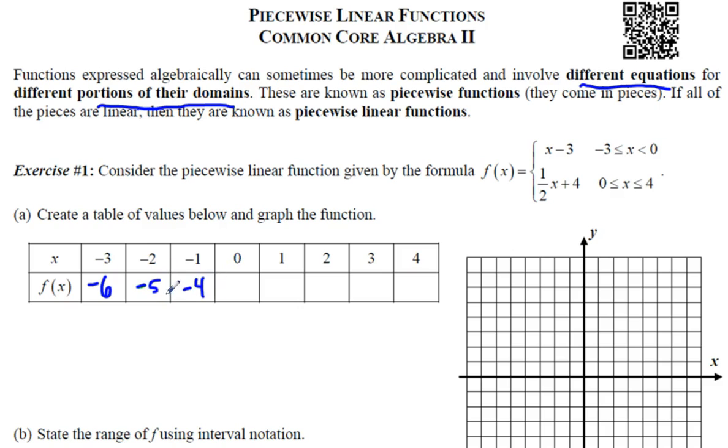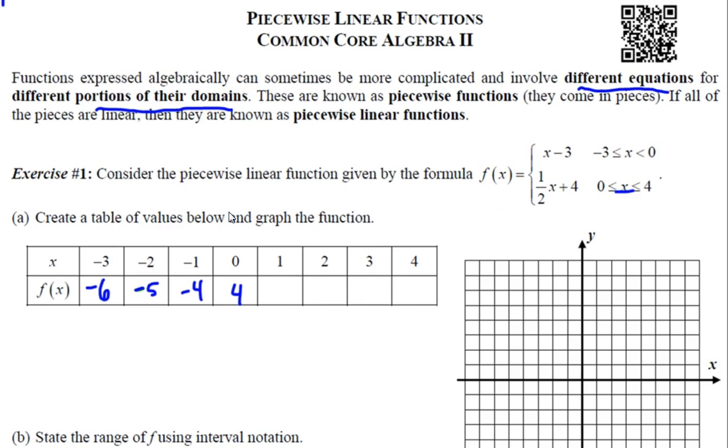Okay, so I went ahead and filled in -5 and -4, but once we get to 0, now we're applying a new equation because 0 is part of the bottom formula there. And so when we sub in 0, we get half of 0 is 0 plus 4 is 4. And we're going to proceed to apply this formula for all the numbers that are greater than 0 up to and including 4. So we're just going to proceed to sub that in. Here we're going to get 4.5 for x equals 1, and so on.